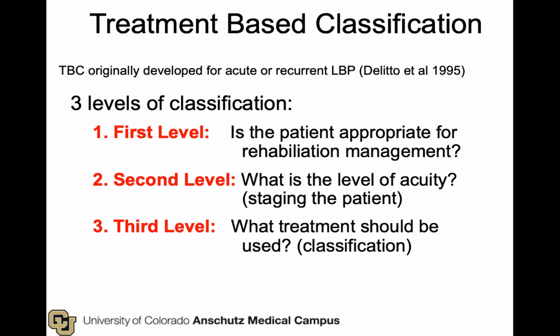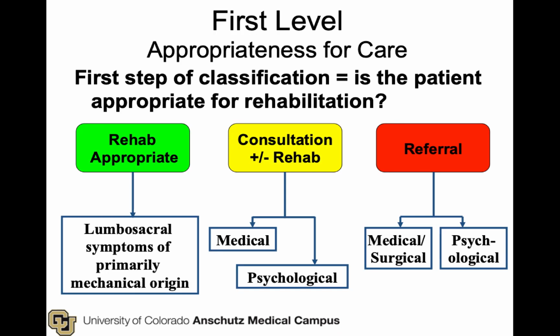So the first level of this classification, or there are actually three levels of going through this process. The first level is, does the patient need rehabilitation at this point, which is a question for a whole separate talk. The second level then is, what is the level of acuity, or how do you stage the individual? And finally, the third level is, what treatment or what classification should be prescribed for the individual sitting in front of us.